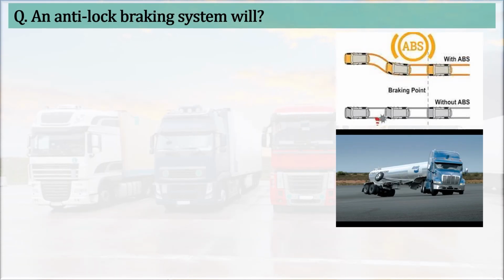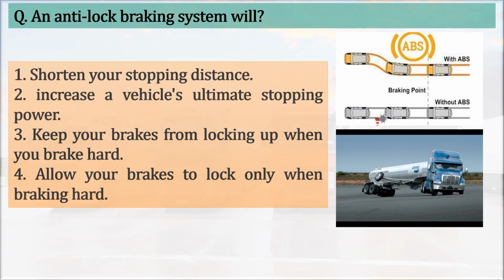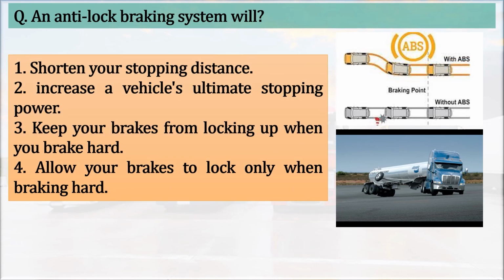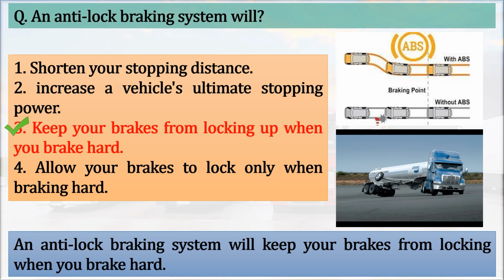Question: an anti-lock braking system will. Option number 1. Shorten your stopping distance. Option number 2. Increase a vehicle's ultimate stopping power. Option number 3. Keep your brakes from locking up when you brake hard. Option number 4. Allow your brakes to lock only when braking hard. The answer is option number 3. Keep your brakes from locking up when you brake hard.